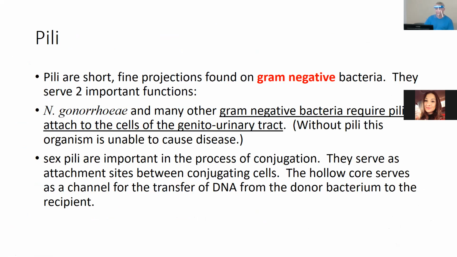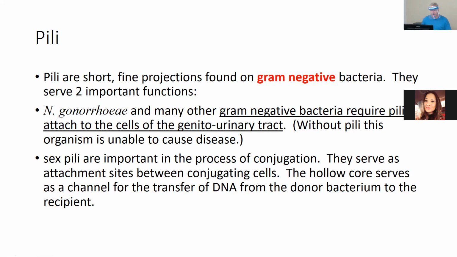We have smaller projections known as pili, and they're found on gram-negative bacteria. I don't know if you'll see the pili today, but you'll have a chance to gram stain. They're probably a little too small for a 1,000-times light microscope. Neisseria gonorrhoeae and other gram-negative bacteria require the pili to attach to the cells of the genitourinary tract. Without these pili, they cannot cause disease. So if we have a way of knocking it out, the pathogenic version would be the one with the pili.